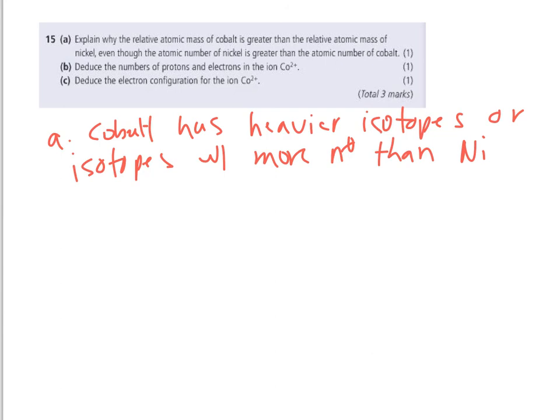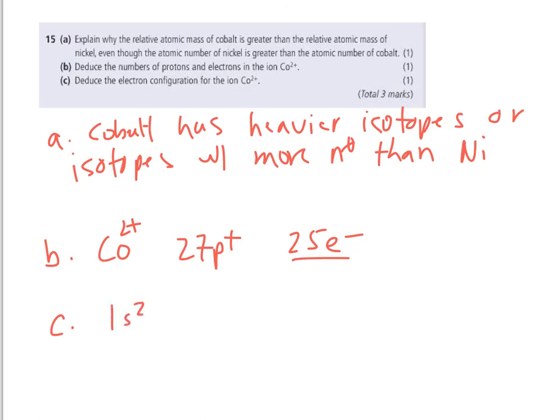B, deduce the number of protons and electrons in the ion cobalt 2+. So if I look cobalt up, I see it's number 27, so it's got 27 protons. And since this is 2+, it means it's lost 2 electrons or has 25 electrons. And C, deduce the electron configuration for the ion cobalt 2+. So I have 25 electrons to put in.